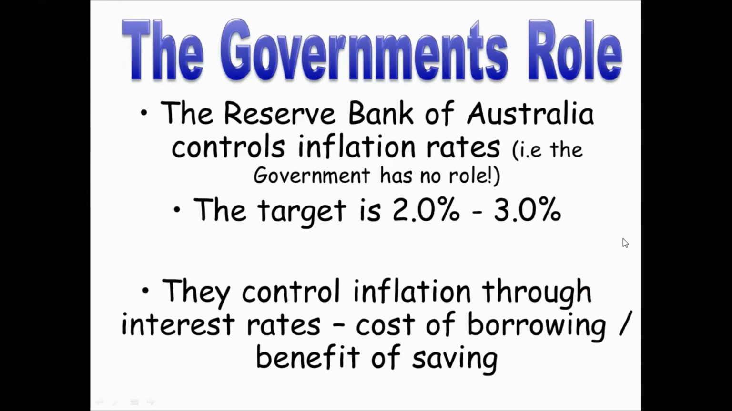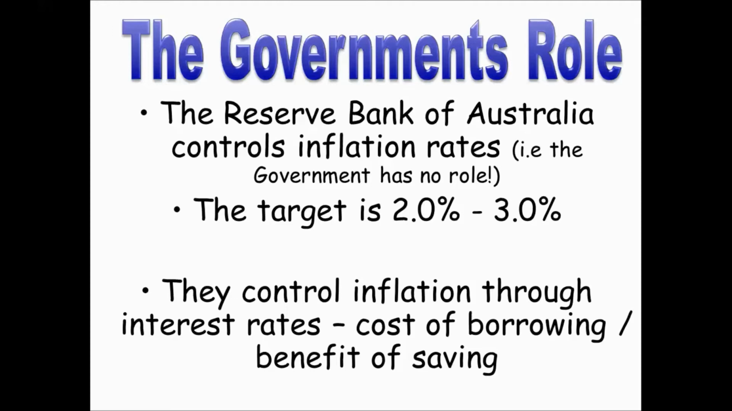Now the role that the government plays in Australia is actually quite limited. The Reserve Bank of Australia is in control of the inflation rates. The RBA sets the target of inflation between 2% and 3% per year, and they've been pretty good over time of getting it in that margin. High inflation is above 3% and low inflation is considered below 2%.